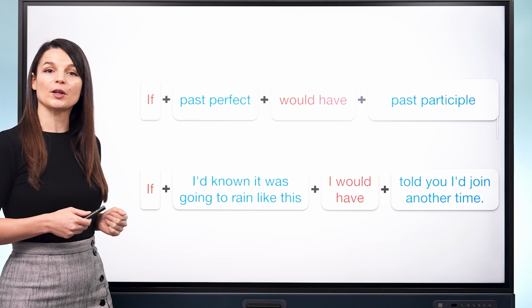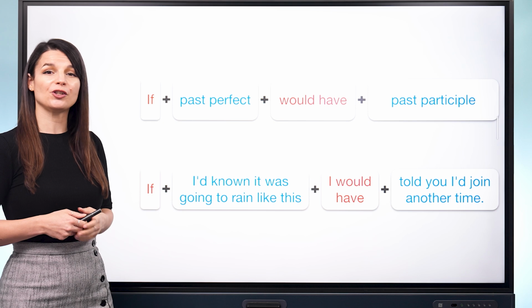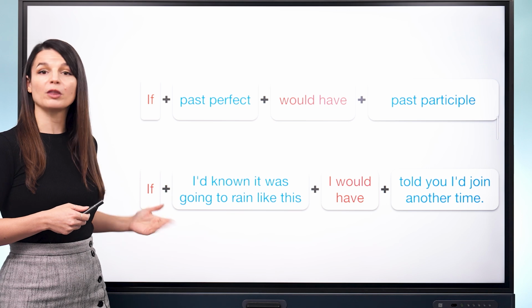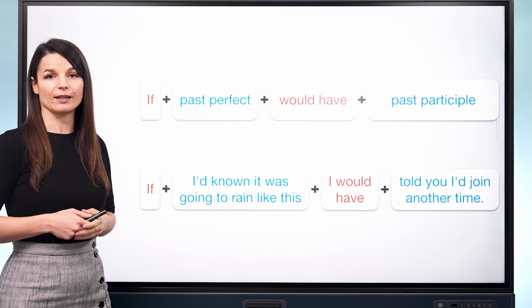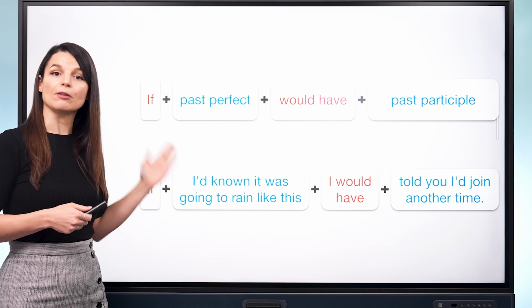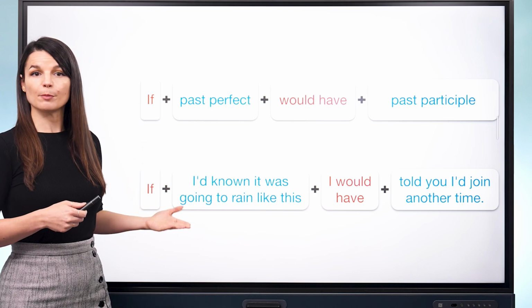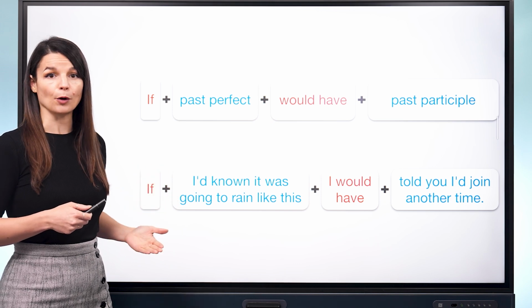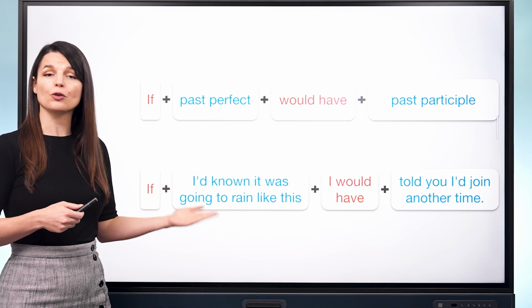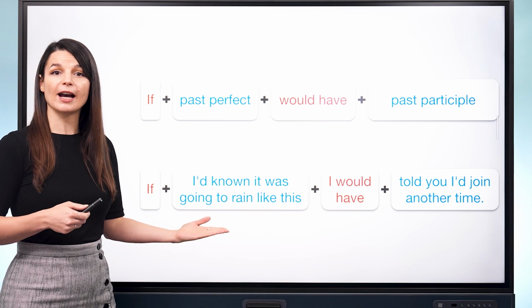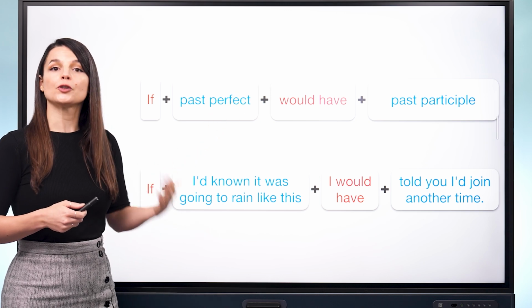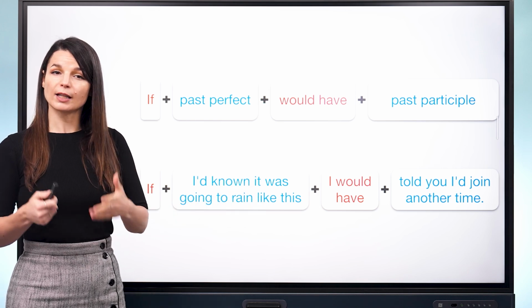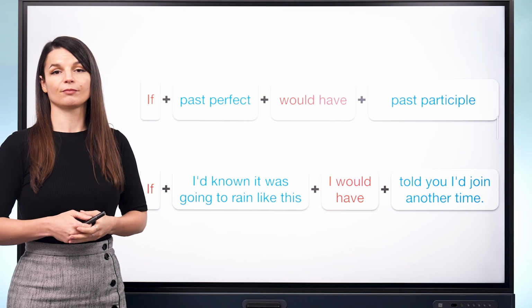If I'd known it was going to rain like this, I would have told you I'd join another time. In this sentence, we start with the if statement, with the phrase, I'd known it was going to rain like this. This is the past perfect phrase in the pattern. The past perfect verb in the phrase is had known, contracted with I to become I'd known. Then we have, I would have told you I'd join another time. I would have takes the would have section. Told you I'd join another time is the past participle phrase.